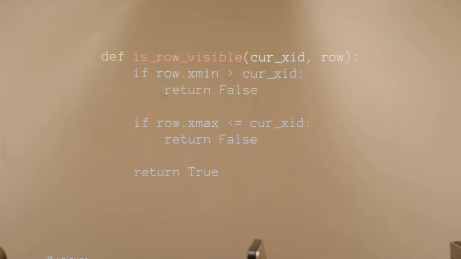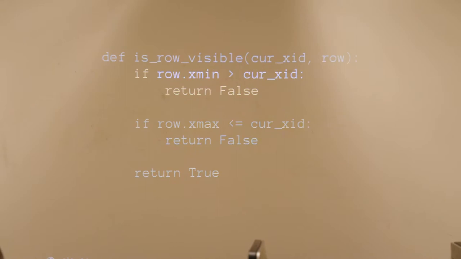that transaction. So obviously, if the row's xmin, so that is the transaction ID that created the row, is in the future, we can't see it, it's invisible. Or if its xmax, the transaction that deleted the row, is our transaction or in the past, it's deleted, so we can't see it. And otherwise, we can.